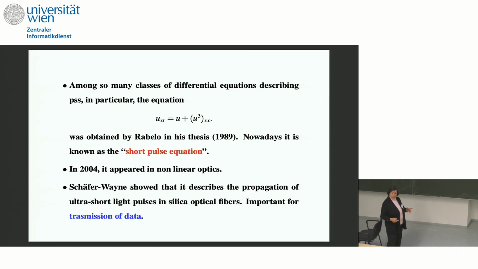Now, among so many differential equations that he found in his thesis, he got this one here: u_xt = u + u³ u_xx. Nowadays, this equation is known as the short pulse equation because in 2004, it appeared in nonlinear optics.